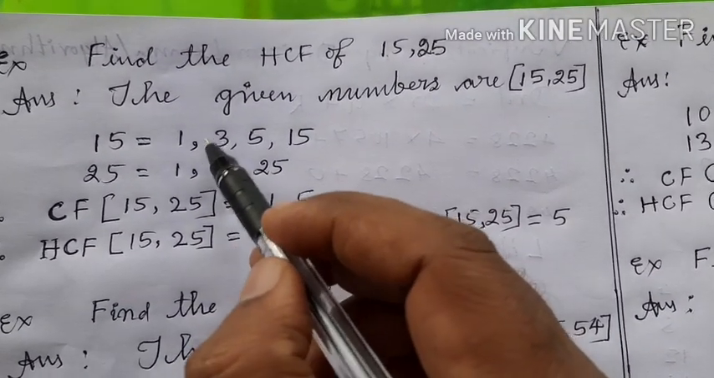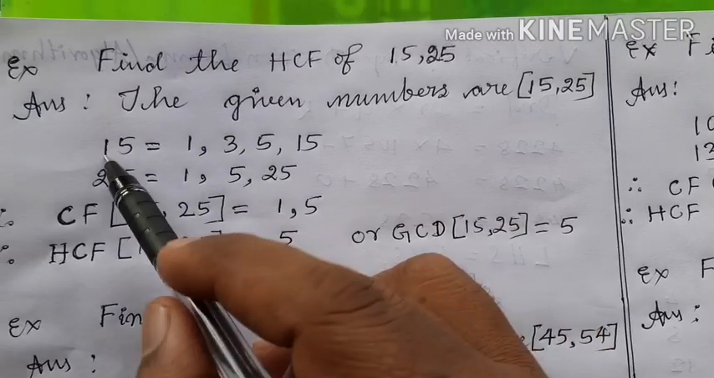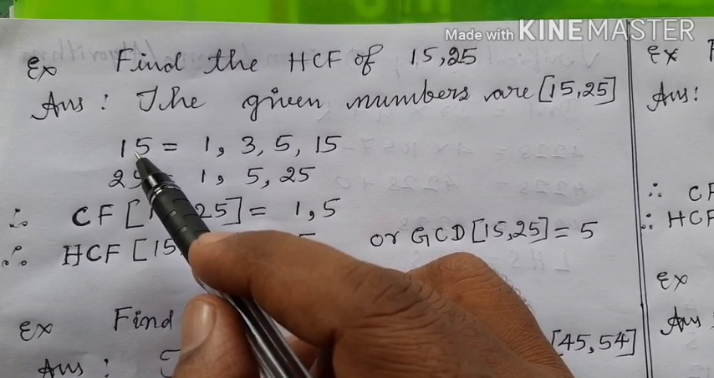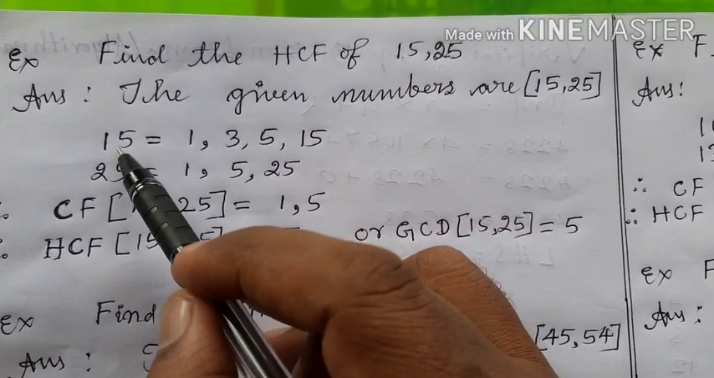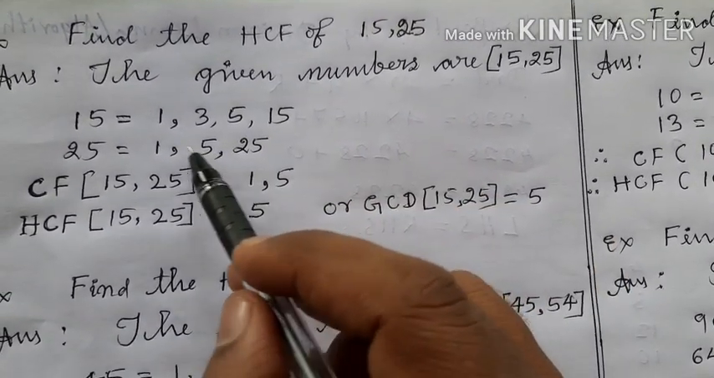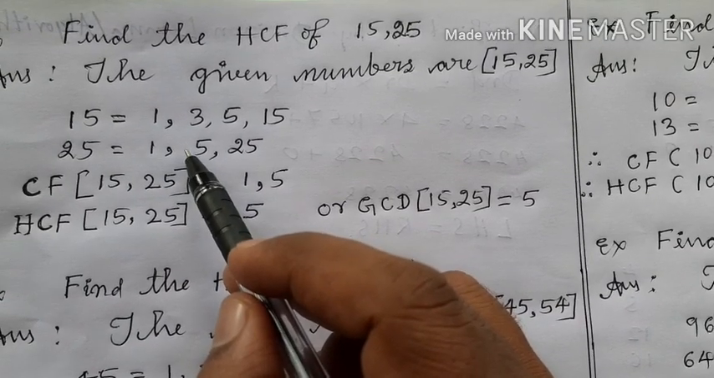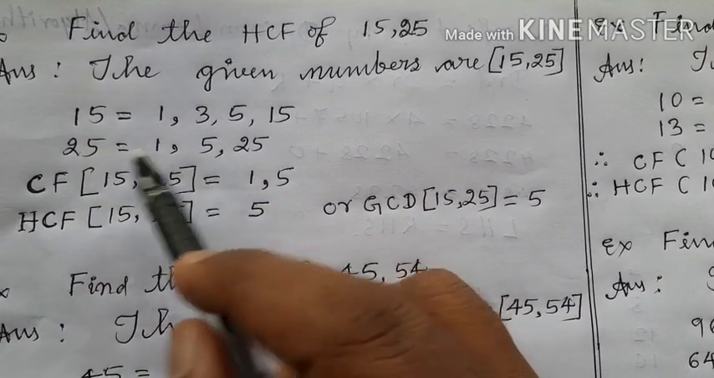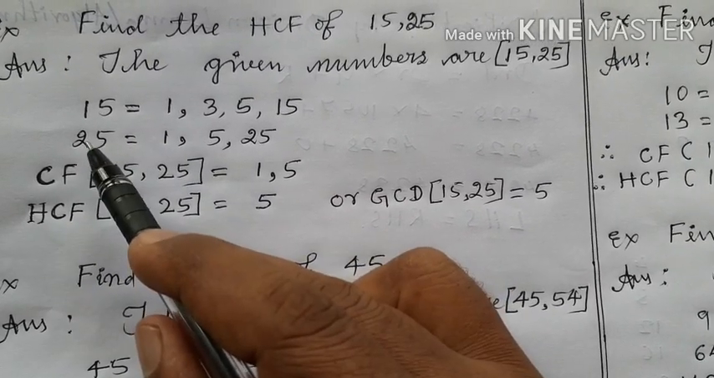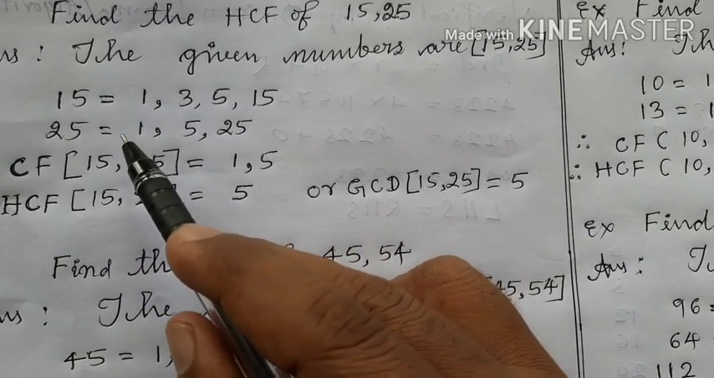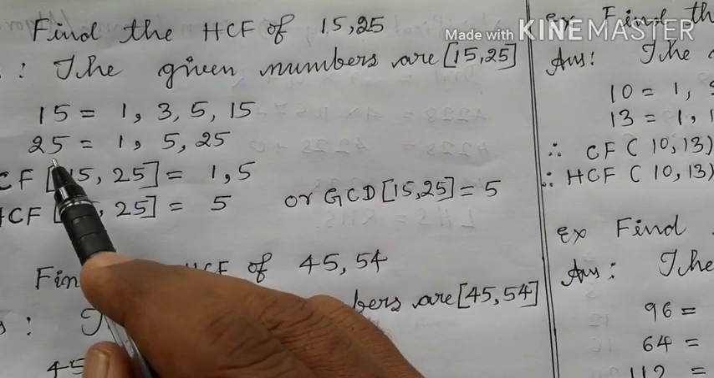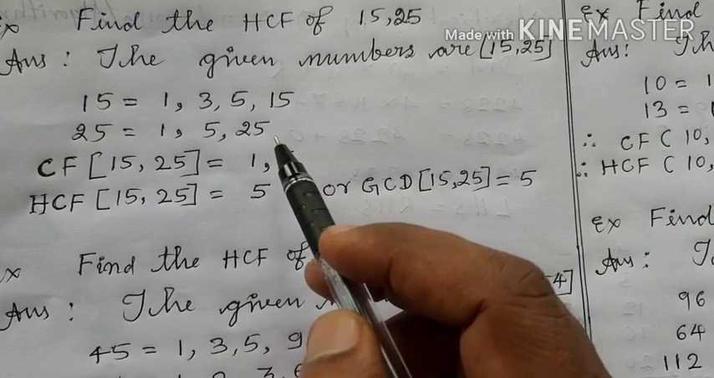Why have I not written 4 here? Because 4 is not a factor of 15. If you take 4 and divide 15, it leaves the remainder 3. That is why 4 is not a factor of 15, and that is why it is not in the list of factors of 15. Why have I not taken 6 here? 6 does not divide 25. If you divide 25 by 6, it leaves the remainder 1. That is why 6 is not a factor of 25. Therefore, children, here I have listed the factors of 15 as 1, 3, 5, 15 and the factors of 25 as 1, 5, 25.